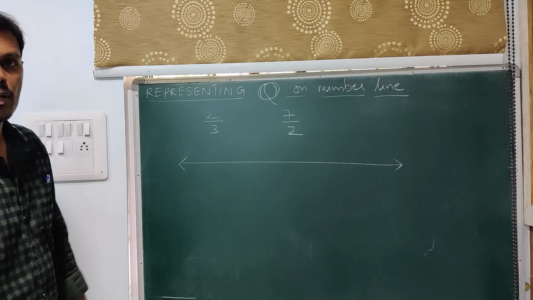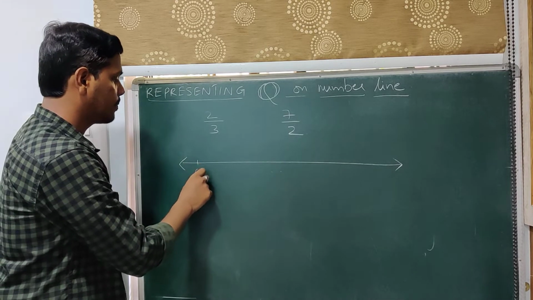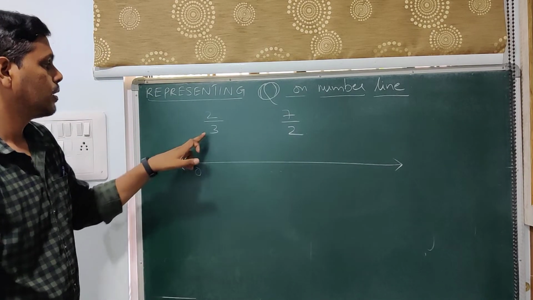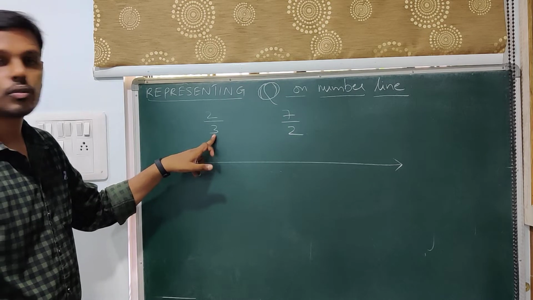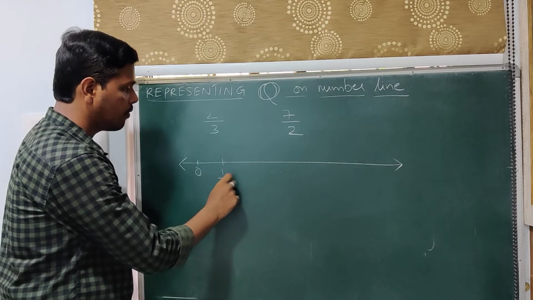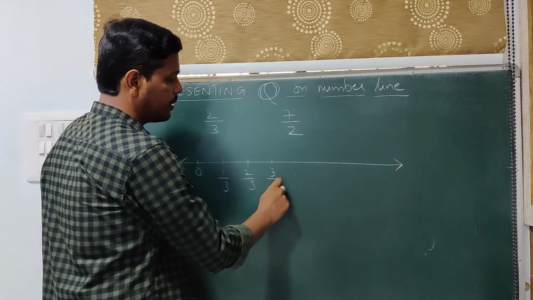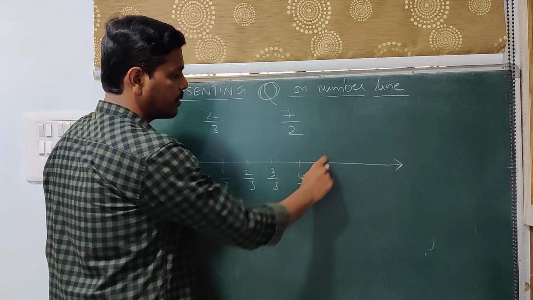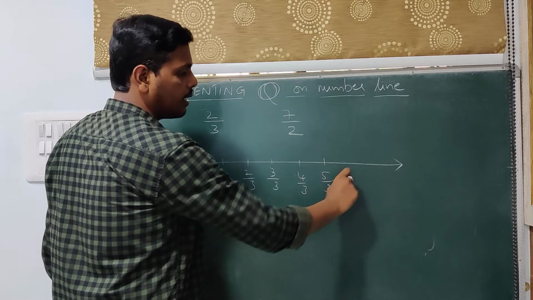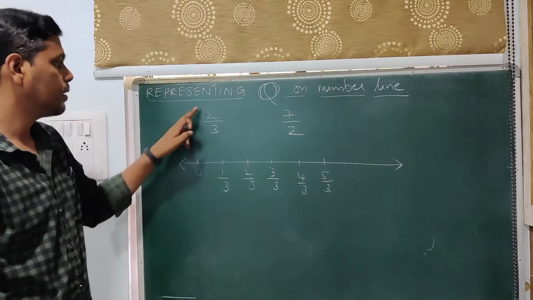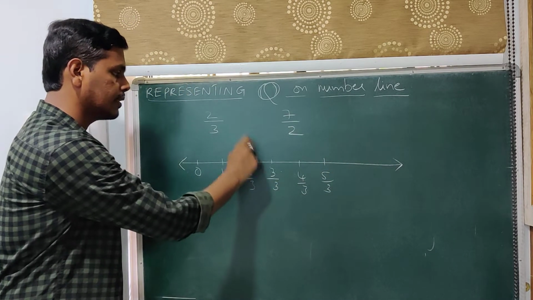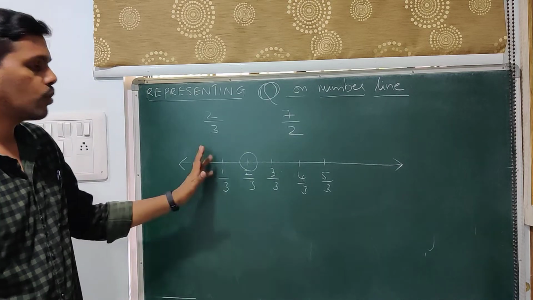So this is your number line. We start with 0. Now the denominator is 3. So you start writing 1 by 3, 2 by 3, 3 by 3, 4 by 3, 5 by 3, and likewise you can move forward. We want only 2 by 3, so encircle 2 by 3.